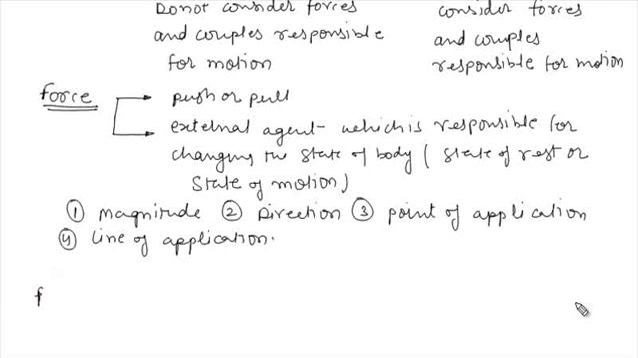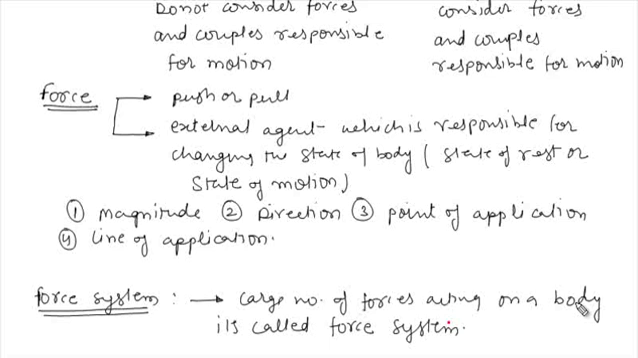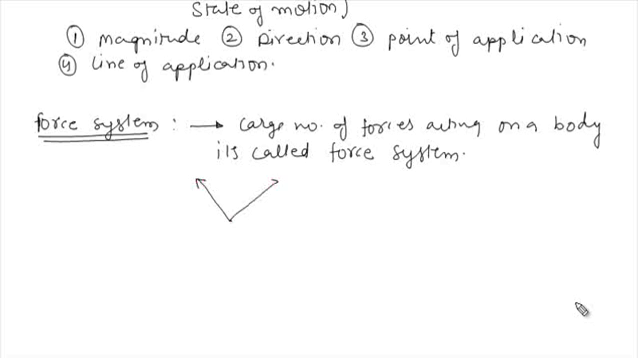Now let's discuss force system. As the name suggests, a large number of forces acting on a body is called a force system. In other words, if a large number of forces are acting on a body, then this system is called a force system.